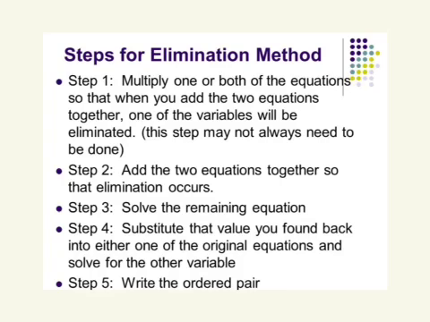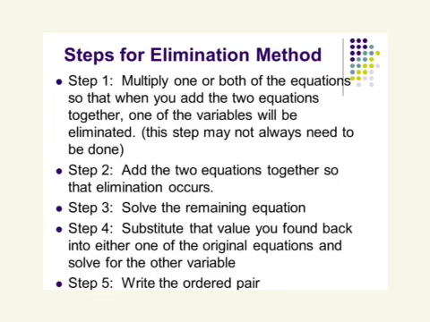So let's go ahead and dive into the steps of the elimination method. Step 1 is to multiply one or both of the equations so that when you add the two equations together, one of the variables will be eliminated. This step may not always need to be done. Step 2, add the two equations together so that elimination occurs. After adding the two equations together, you'll be left with one variable. You need to then solve that remaining one variable equation.